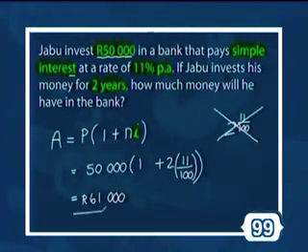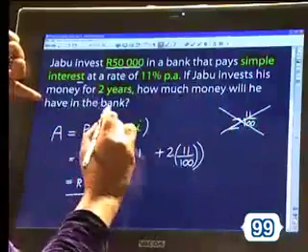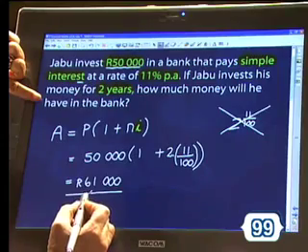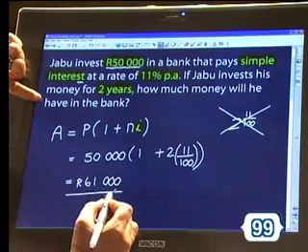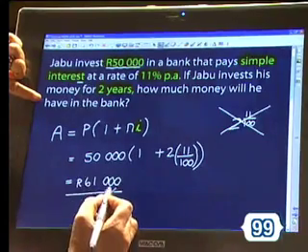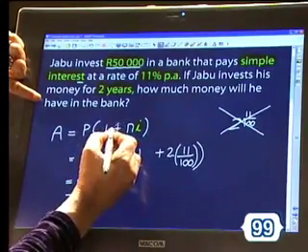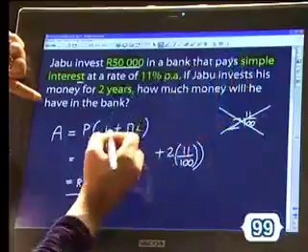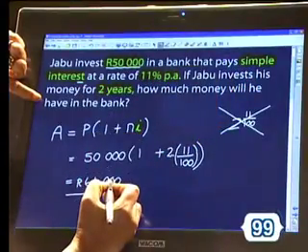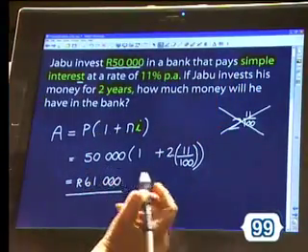Okay, so let's go back and see if we've answered the question. He invested the money. How much money will he have in the bank? Well, at the end of this time, he's going to have 61,000 in the bank. Notice that because it's a plus, his money has grown. And obviously, when you invest, you want your money to grow. You don't want it to get less.